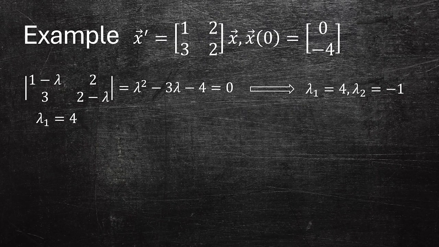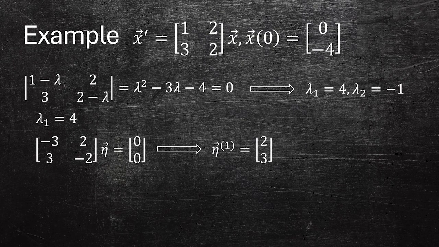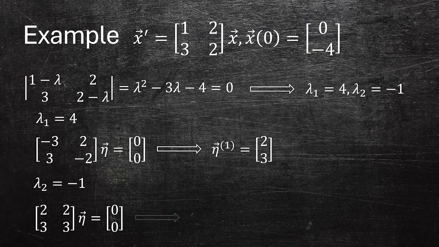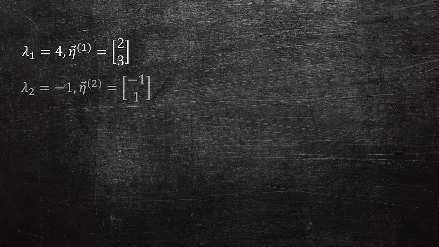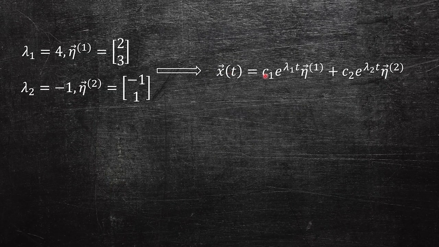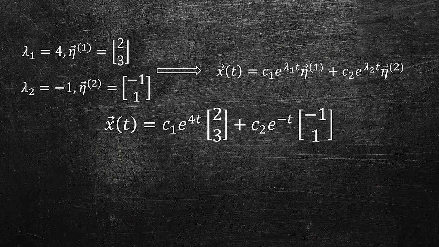Now, for our first eigenvalue, we plug it back into our matrix and solve the system that comes out. And that gives us our first eigenvector. Then we do the same thing for our second eigenvalue, okay? We get our second eigenvector. Now we have both of our eigenvectors and values. Now let's plug those into our general form of our solution, okay? If we do that, it gives us this.